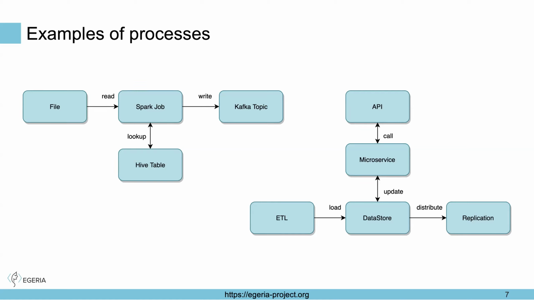So that's more of an ETL type process, or it might be that we have a call type process. So you might have an API calling a microservice behind the scenes that's updating a data store. And that data store is also being updated by an ETL job, and the content of it is being distributed by a long-running job that's doing replication.